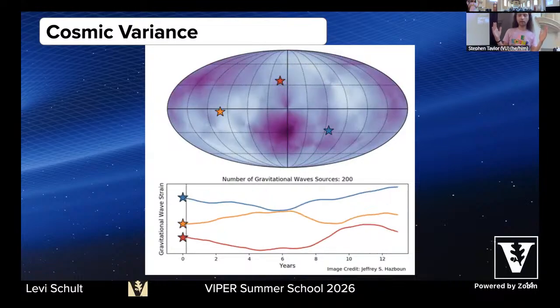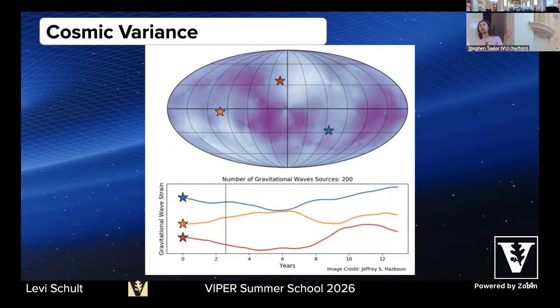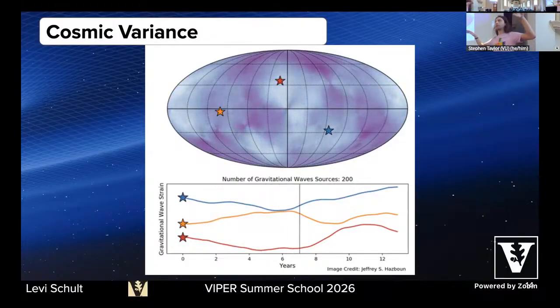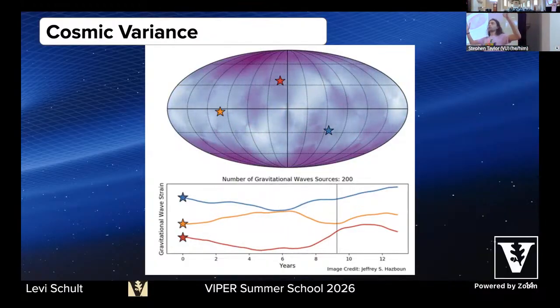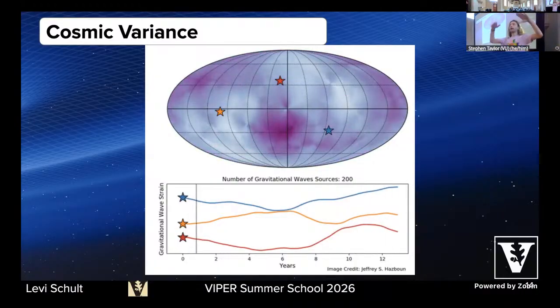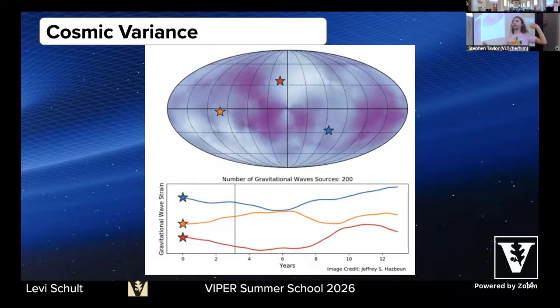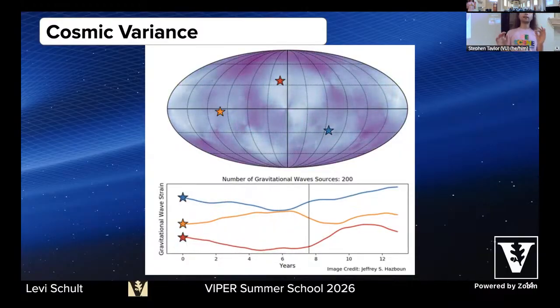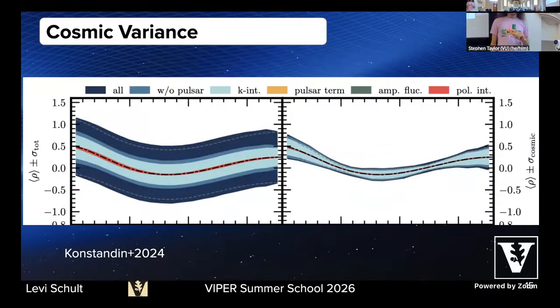So this creates a kind of fundamental limit on our ability to actually get Hellings-Downs, because we have one universe. We don't have an ensemble of universes to average over and get an exact Hellings-Downs, right? So it'll be something around Hellings-Downs, but not exactly Hellings-Downs. So this is kind of an example of that.